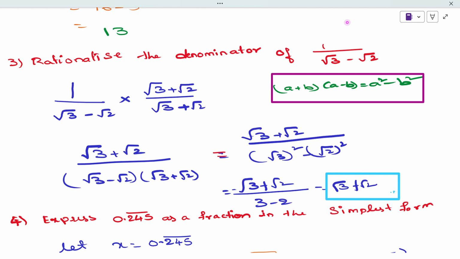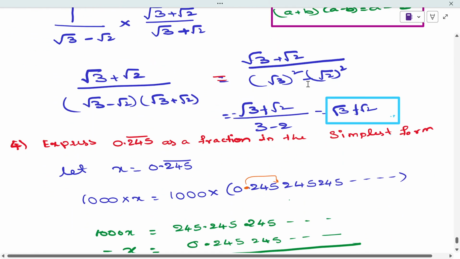Next, 3 minus 2. Root 3 whole square is nothing but 3, and root 2 whole square is nothing but 2. So root 3 plus root 2 by 3 minus 2. 3 minus 2 is nothing but 1. So anything by 1 is that only, that is root 3 plus root 2 is the answer. Next we will go for the next problem.